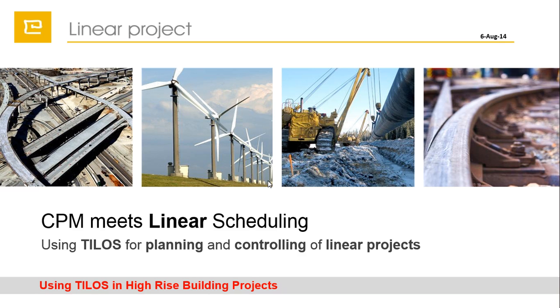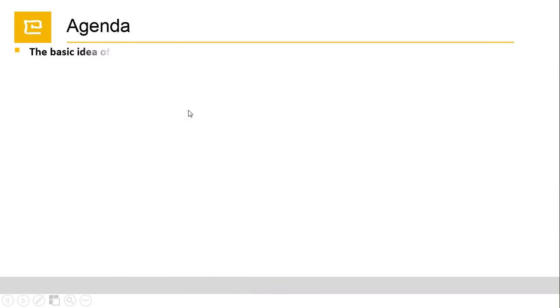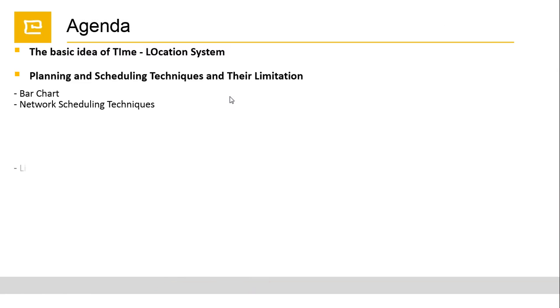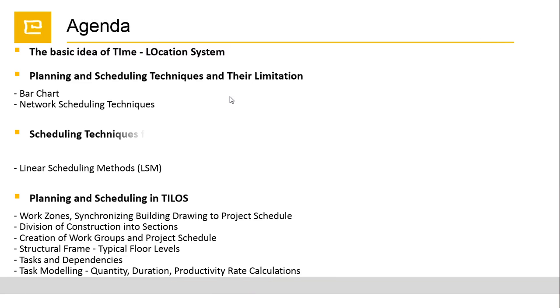Tilos is a linear project management system. So when we are looking at Tilos in high-rise building projects, today's agenda, as you can see on your screens as well, is the basic idea of the time location system, planning and scheduling techniques and their limitations, as you may be aware of these things.